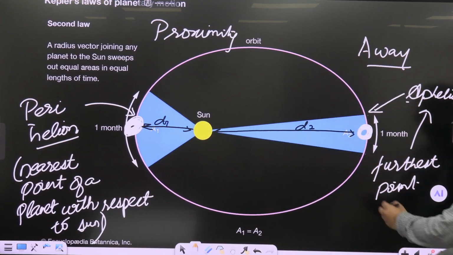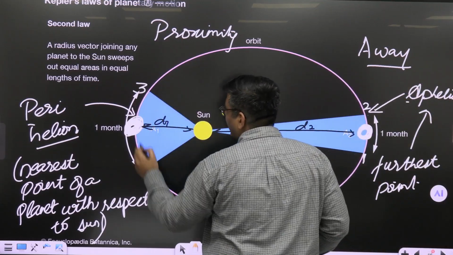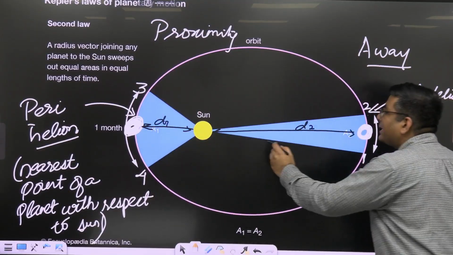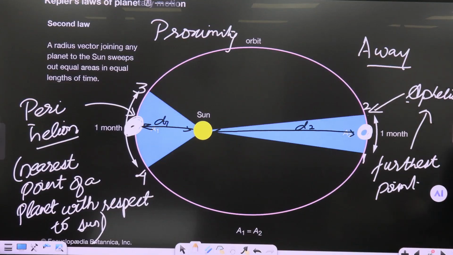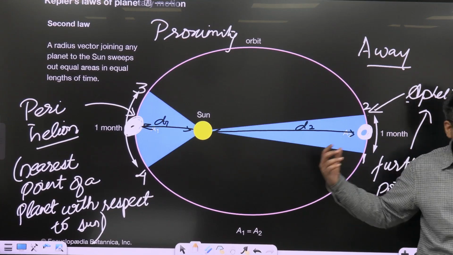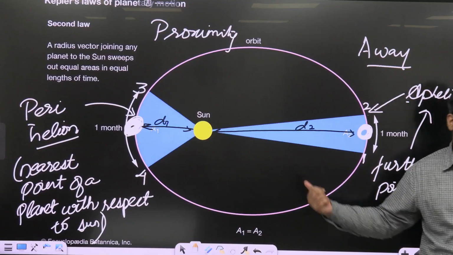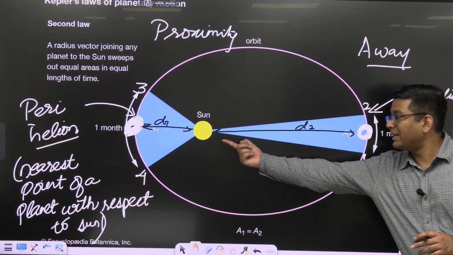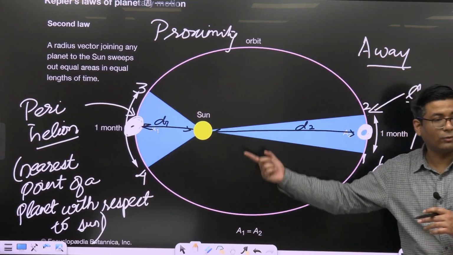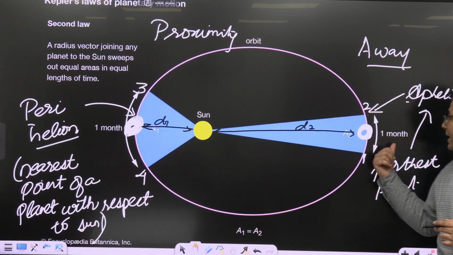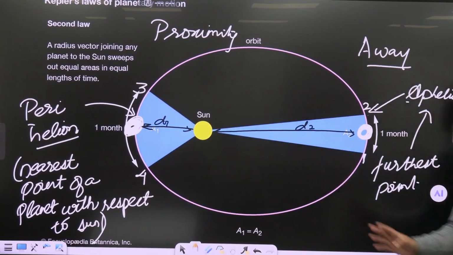Okay, so this is position 1, this is position 2. Now this is position 3 and position 4. So this area and this area will be the same. The only thing is you are seeing it as a different shape, but the overall area, the quantity, is going to be the same. So this line which joins the center of the planet to the center of the sun is going to sweep the same amount of area in the same time. That is the second law of Kepler.